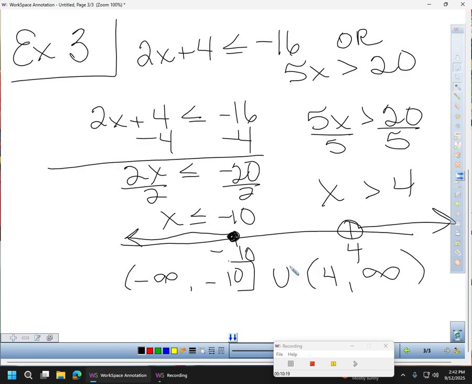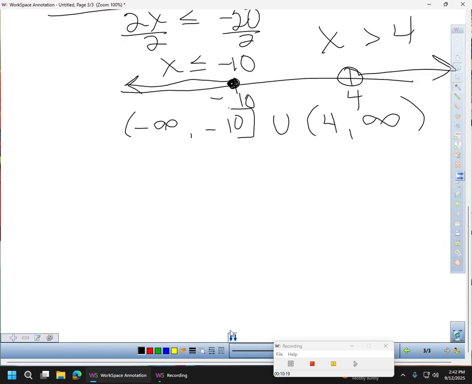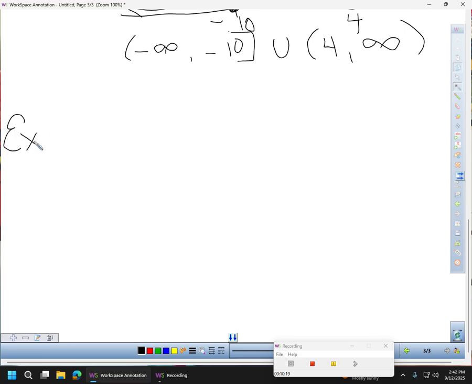One more example and I'm done, okay? Almost. I have enough for one more example, right? Here we go. Example number 4. All right, example number 4.